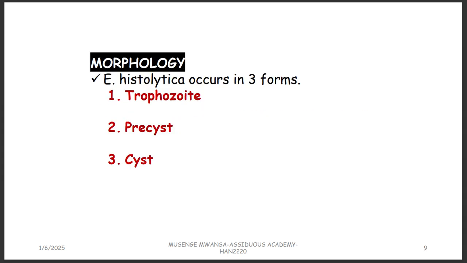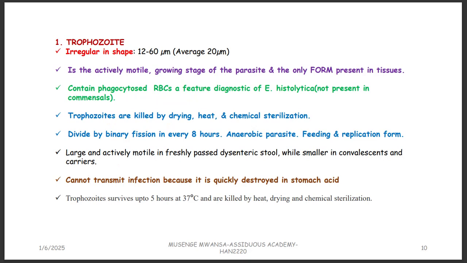What are the shapes of Entamoeba histolytica? So, as we said earlier on, Entamoeba histolytica has got the trophozoite, the precyst, and the cyst. So, you need to know how these look: trophozoite, precyst, and cyst. When you look at the trophozoite, it is irregular in shape, is actively motile, the growing stage of the parasite. So, the trophozoite morphology of Entamoeba histolytica is the one that moves. The other forms don't move.